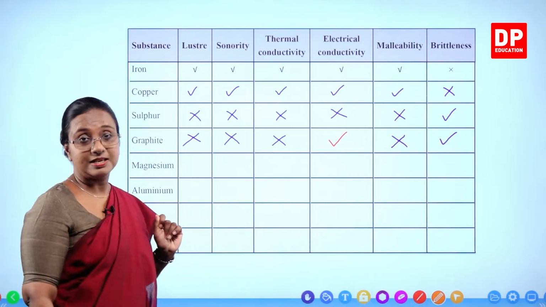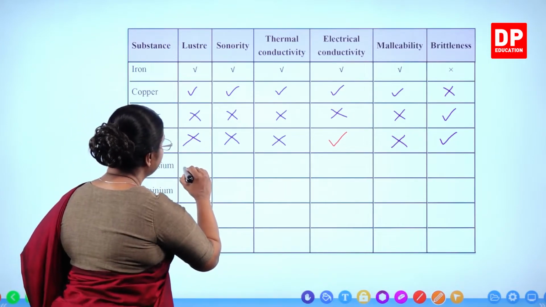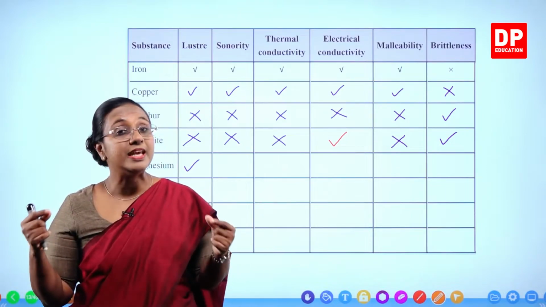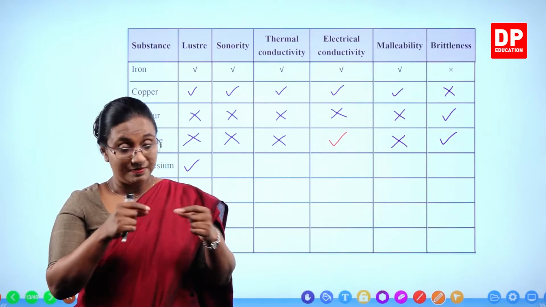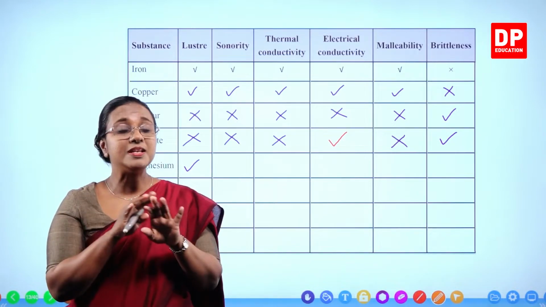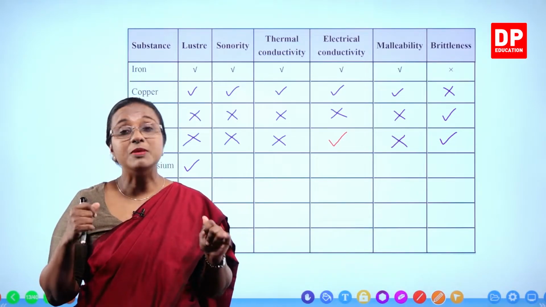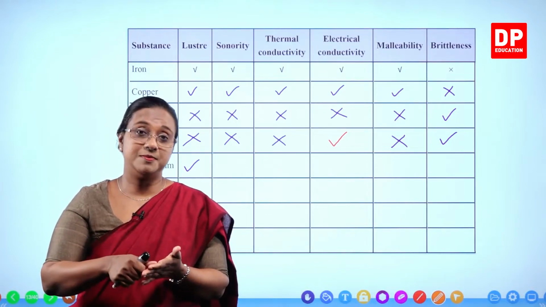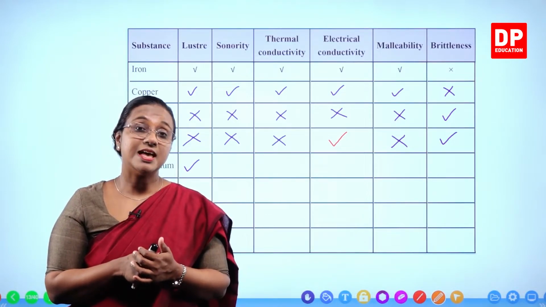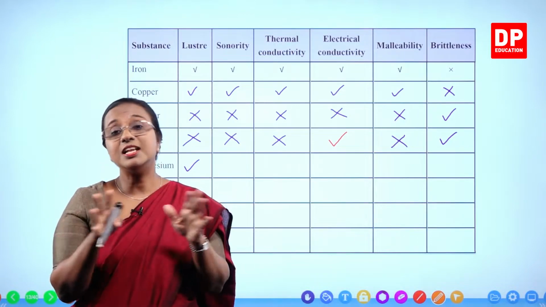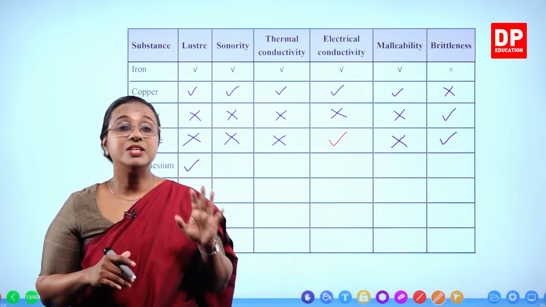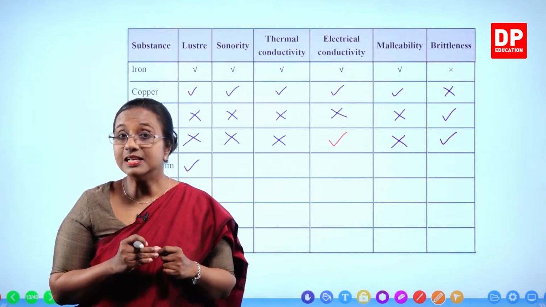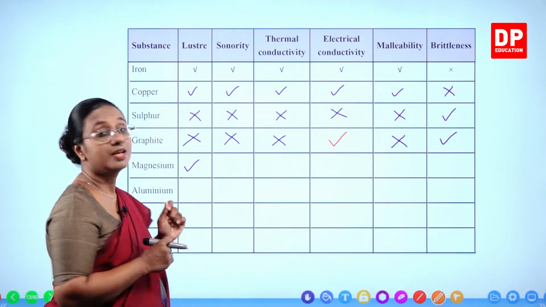Then magnesium. Magnesium has a luster. Now, you have seen magnesium strips. When we take it out from the lab, if you look at the strip, it doesn't have a shine. But before the activity, we clean it with sandpaper. Once you clean it with the sandpaper, the whitish layer is removed. You see the shine of magnesium metal. So that has a lustrous nature.